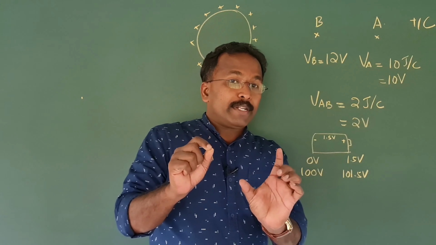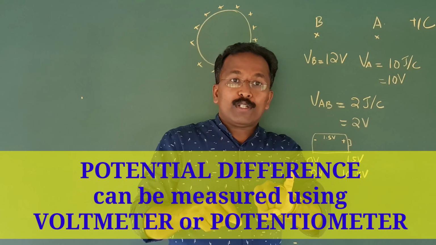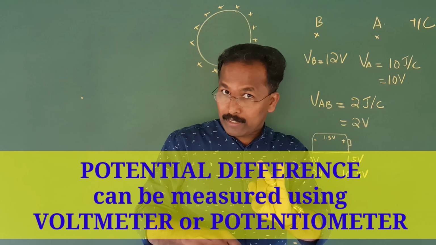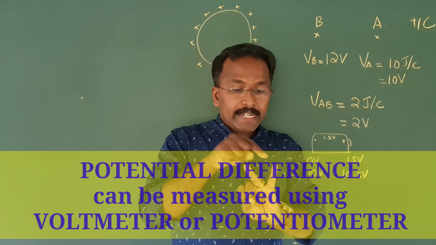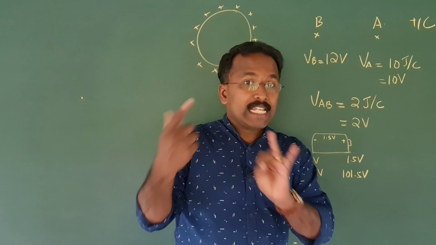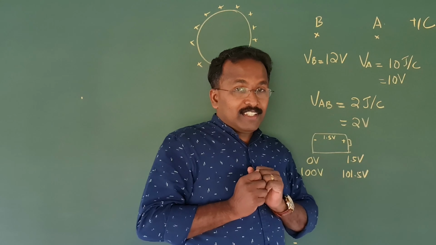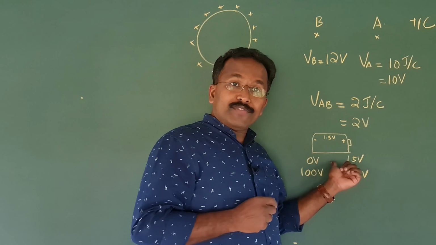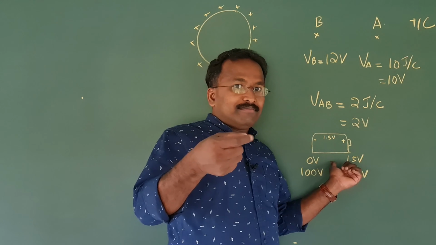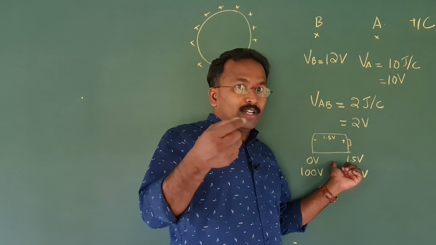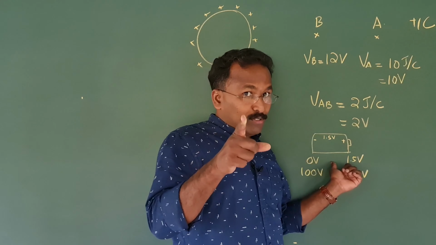You can measure potential difference using voltmeter or potentiometer. What are they? Voltmeter or potentiometer. We will study about these 2 instruments in detail later. Okay. You can recollect. What is the use of this battery? We use battery for lighting up. Okay. For lighting up bulbs, we use it.